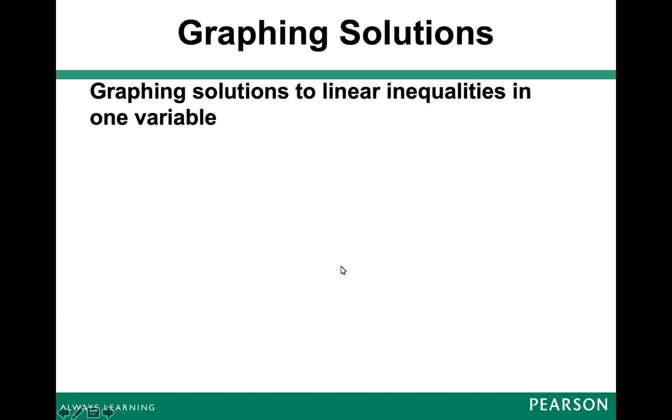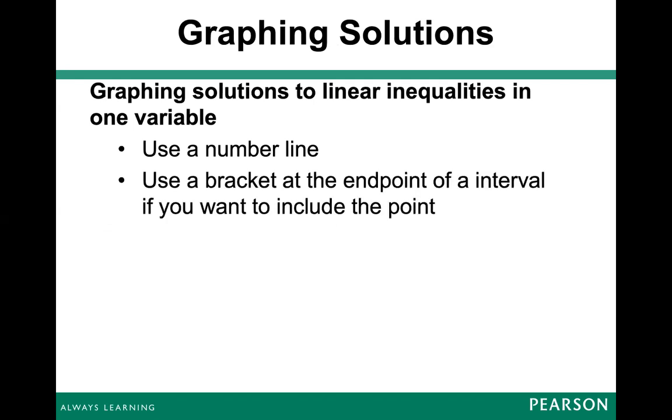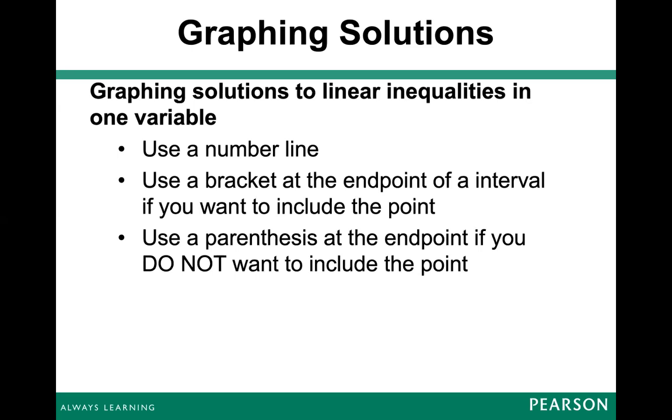So when we solve an inequality, there are a couple of different ways to write the solution set. One way is with a graph. To graph solutions to linear inequalities in one variable, we use a number line. And then we use a bracket at the endpoint of an interval if we want to include that point. We use a parenthesis at the endpoint if we don't want to include that point. And you'll see lots and lots of examples of this.